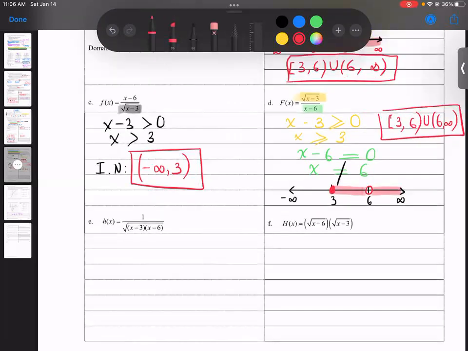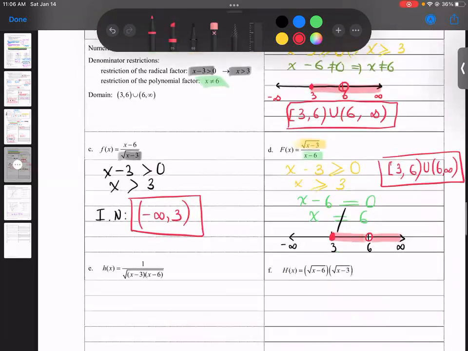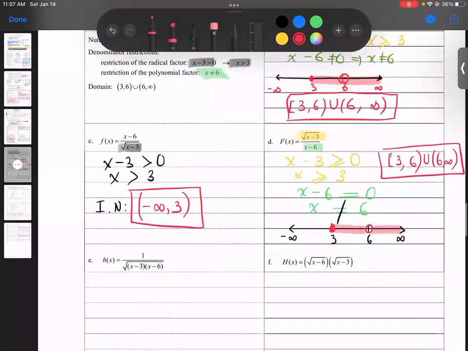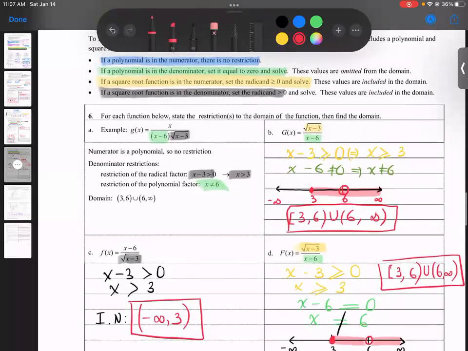All right. E, the one is on the top. It's nothing we can do there. Now, however, on the bottom, we have a square root. It's already a factor for us, which is good. If the square root function is in the denominator, you set the radicand strictly greater than 0.